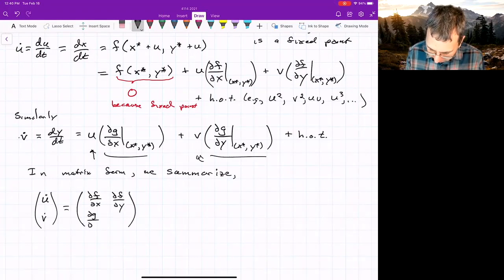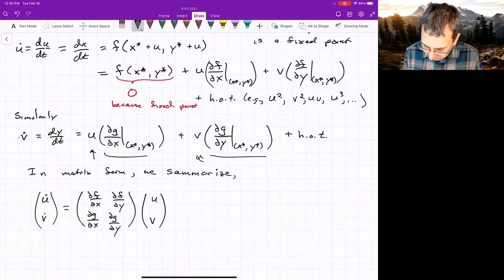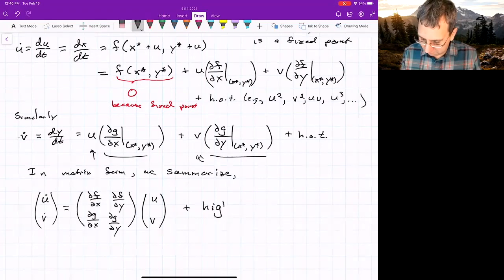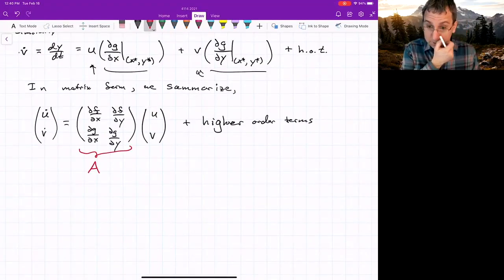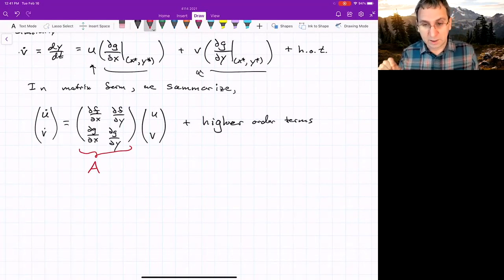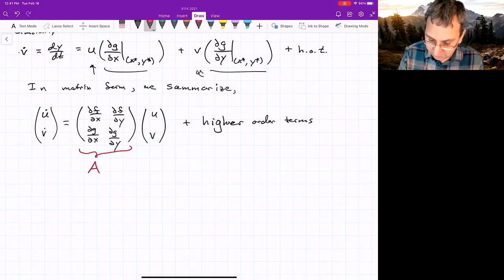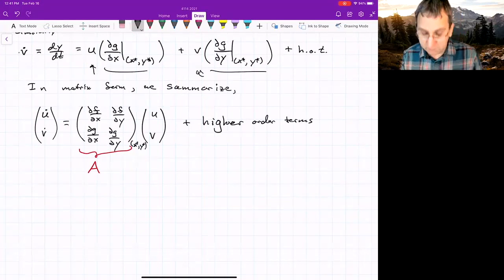Down here is partial g partial x, partial g partial y. And this multiplies u and v, plus, we'll just write, higher order terms. So this matrix that I'll call A is called the Jacobian matrix of the vector field evaluated at the point x star, y star. Just to remind us that this is at x star, y star, I'll put it down here.